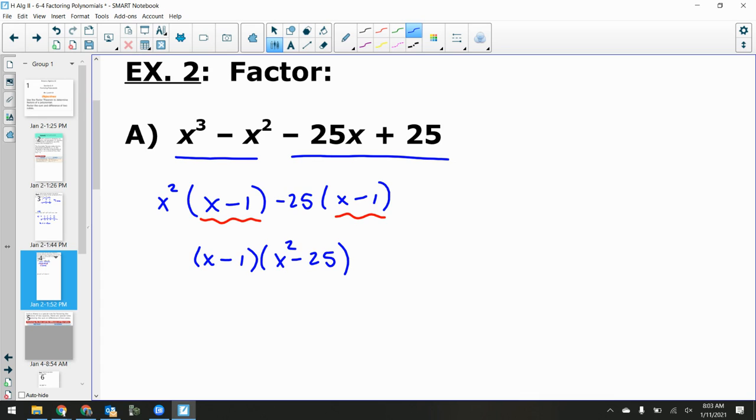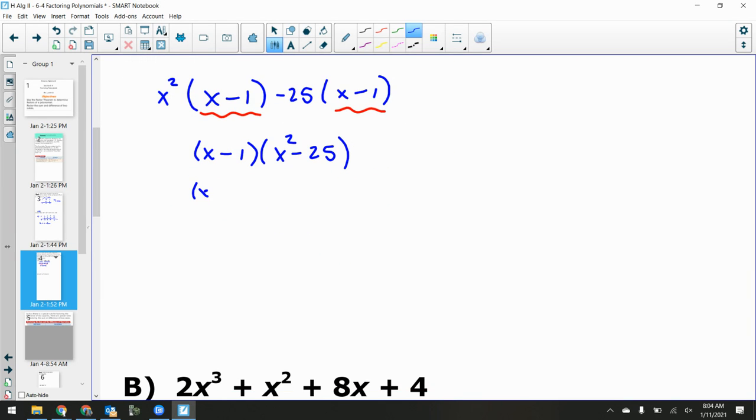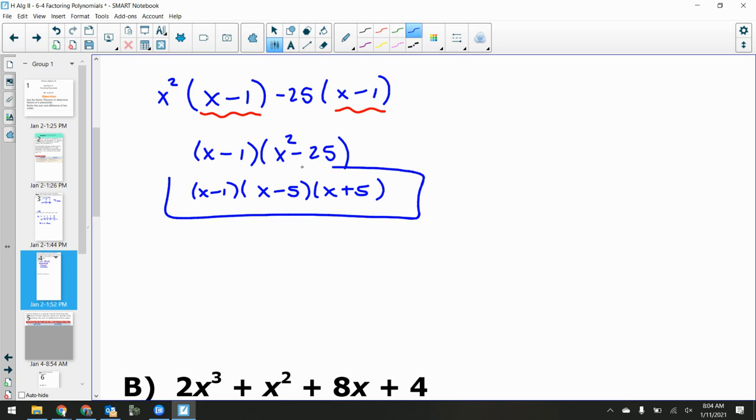You keep having to chip away, though. Am I done? No. I see a difference of squares. See? Okay, I see two binomials, right? Two terms. They don't have any more GCF, so I can't keep doing that. So I say, okay, if it's a 2-term, I got to see if it's a difference of squares. That's not a difference of squares, but that is a difference of squares. So we could say leave the x minus 1, and then this becomes x minus 5, x plus 5. And that's my answer.